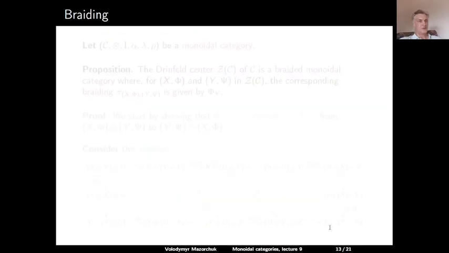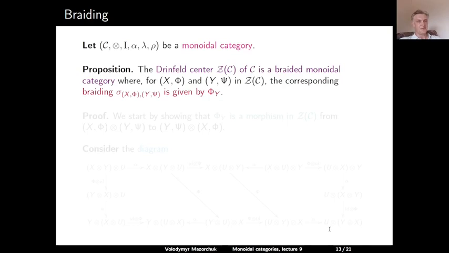One of the most interesting properties of the Drinfeld center is that, compared to the original category C, the Drinfeld center has a piece of extra structure. It has braiding. So let C be a monoidal category. The claim: the Drinfeld center of C is a braided monoidal category where, for two objects (x, φ) and (y, ψ) in the Drinfeld center, the corresponding braiding σ for this pair of objects is given by evaluating φ at the object y.